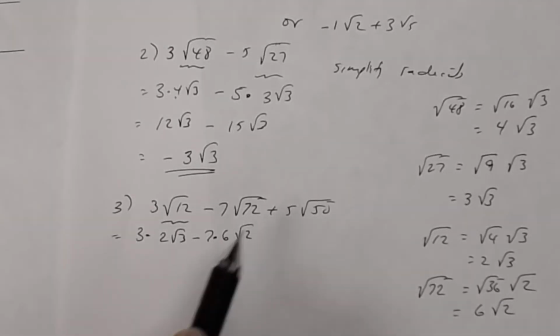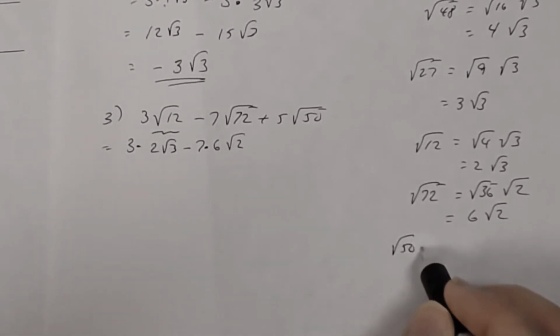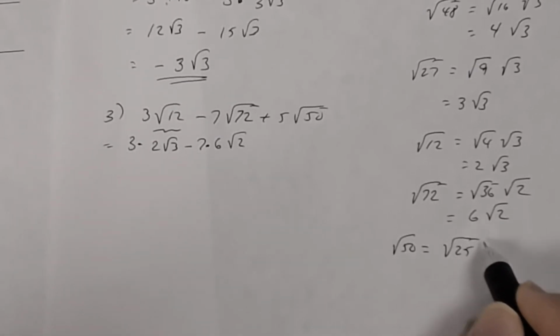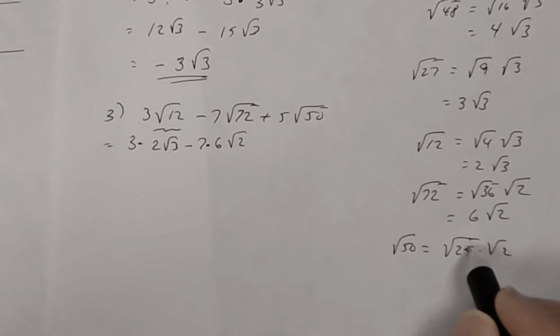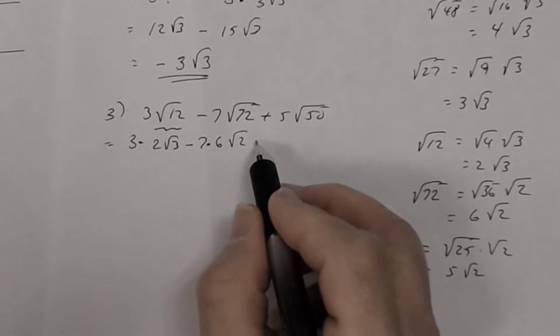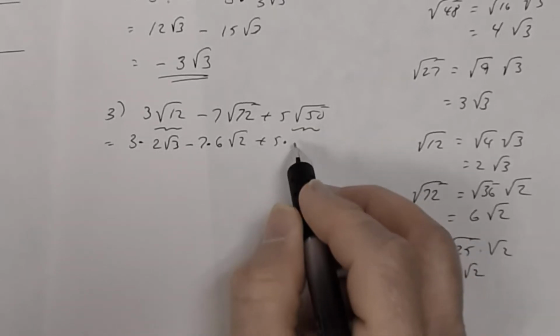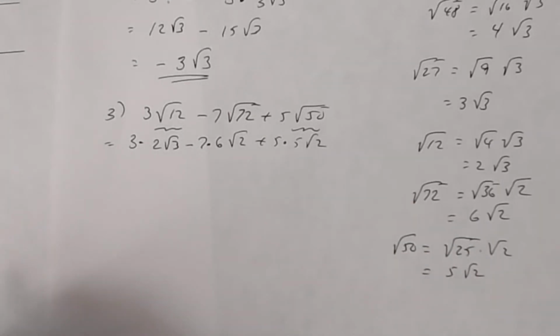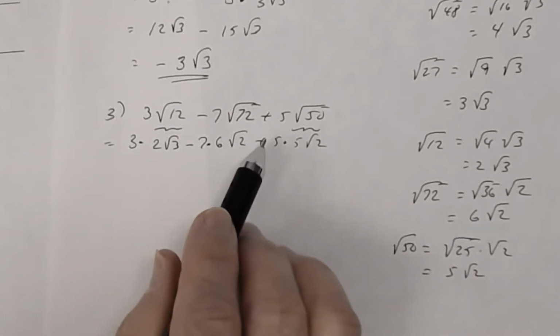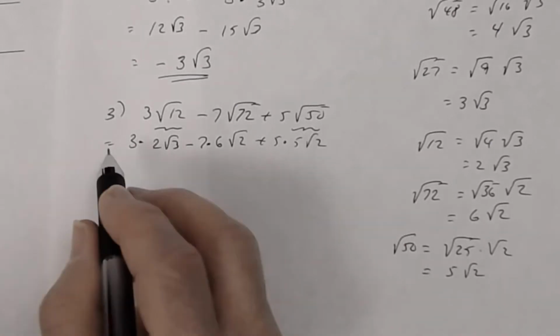So I have minus 7 times 6 square root of 2. Okay? And let's look at the square root of 50. So the square root of 50, I get the square root of 25. That's an easy one. So 25 times square root of 2. Square root of 25 is 5, so it becomes 5 square root of 2. So that becomes plus 5 times 5 square root of 2. All right, now, so I simplified the radicals. Now let's go ahead and simplify these products.